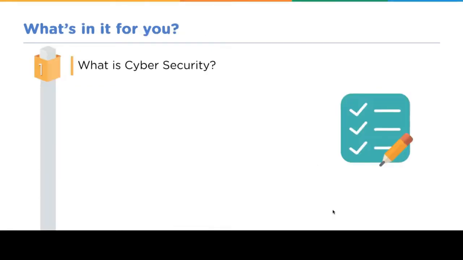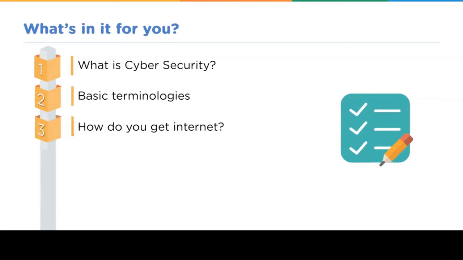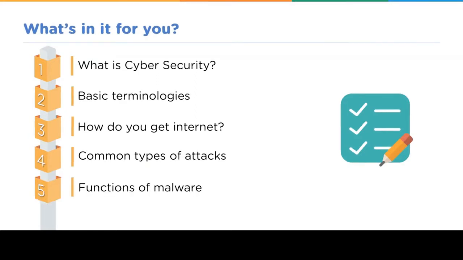Now that we've looked at some examples, let's take a look at what's in it for you in this tutorial. First, we'll understand the concept of cybersecurity. Next, we'll discuss the basic terminologies used in cybersecurity. We'll discuss how the internet works and the basic protocols used on the internet. Understanding common types of attacks is very important for you to be able to protect against them. And lastly, we'll discuss malwares, their functions, and their sources.